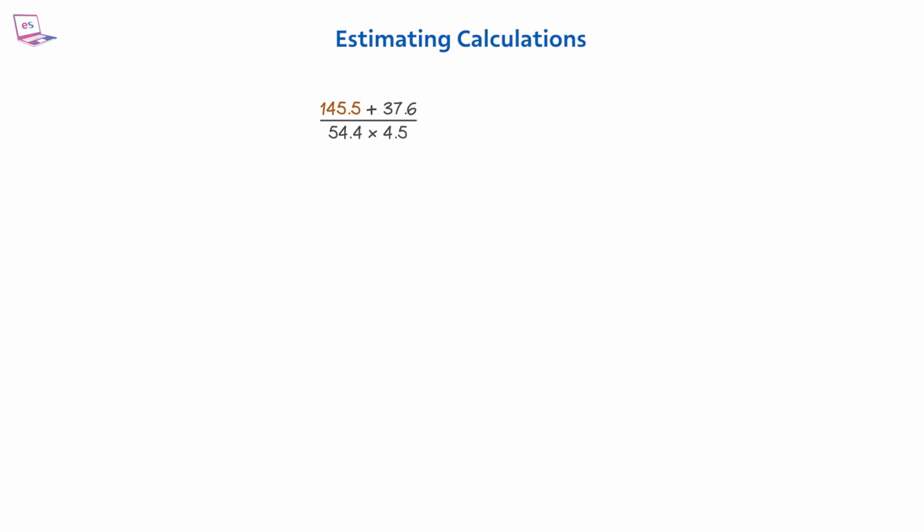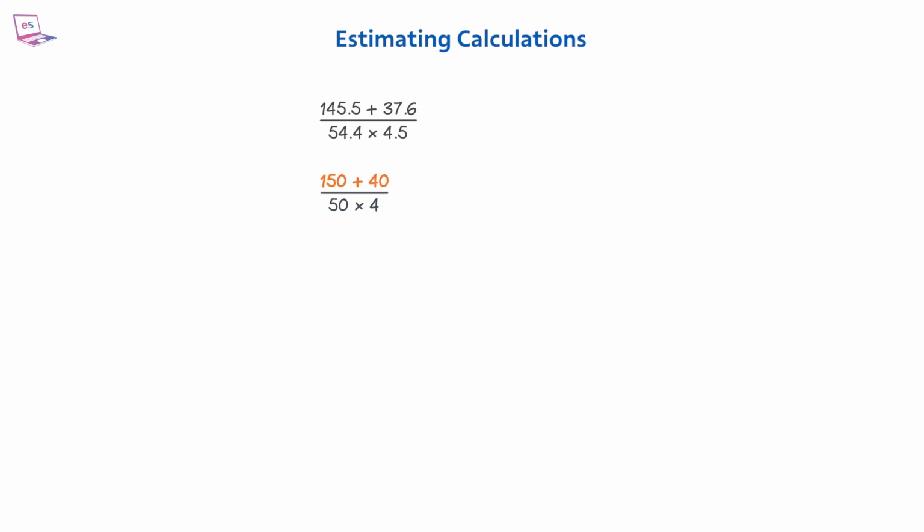We can round 145.5 to 150 and 37.6 to 40 in the numerator. Likewise, 54.4 can be rounded to 50 and 4.5 to 4 in the denominator. And the expression becomes 150 plus 40 divided by 50 times 4.